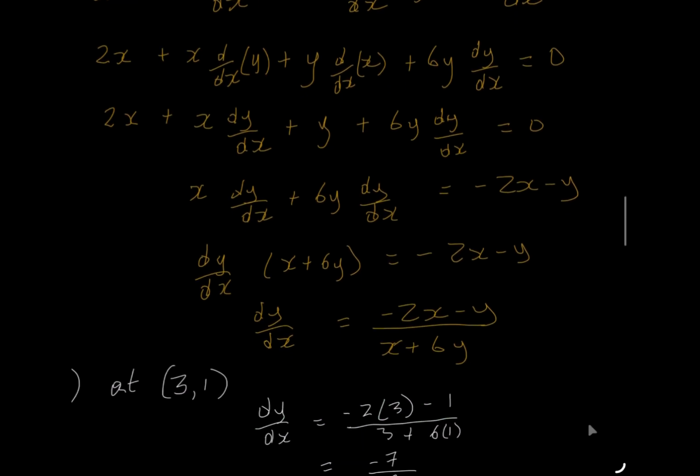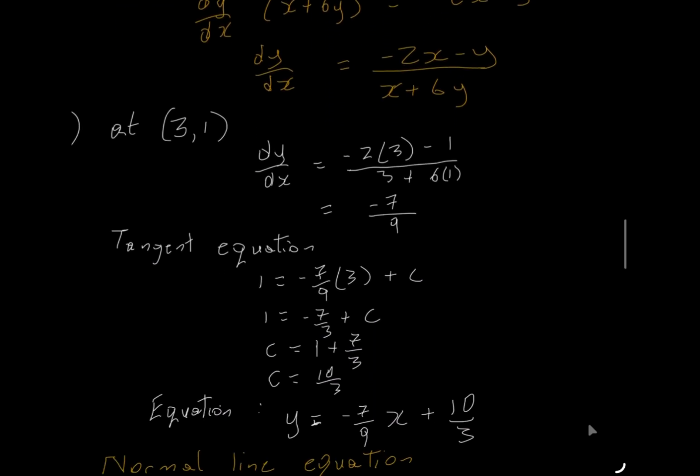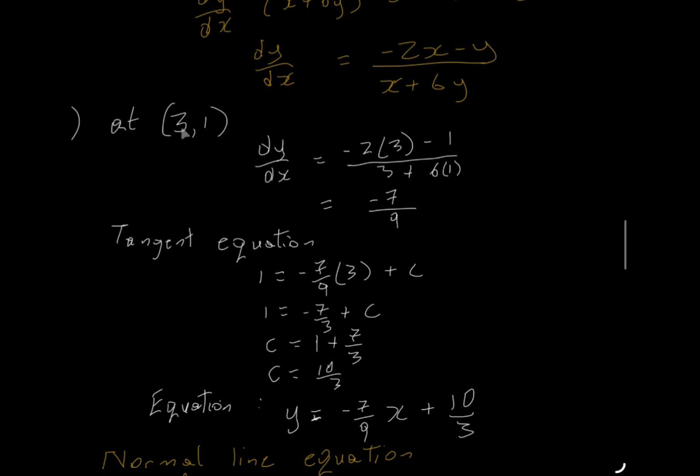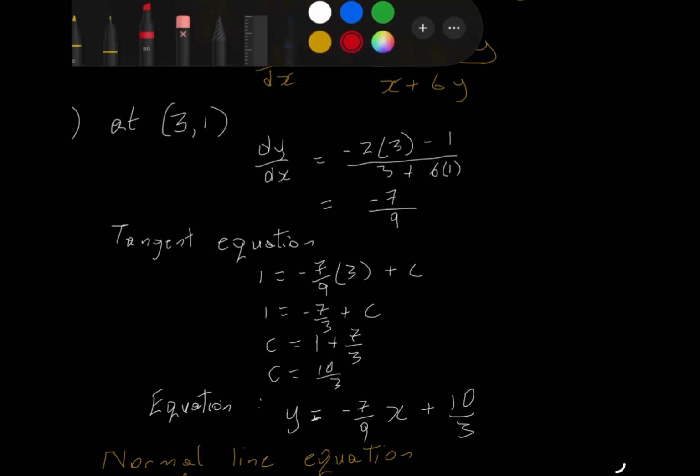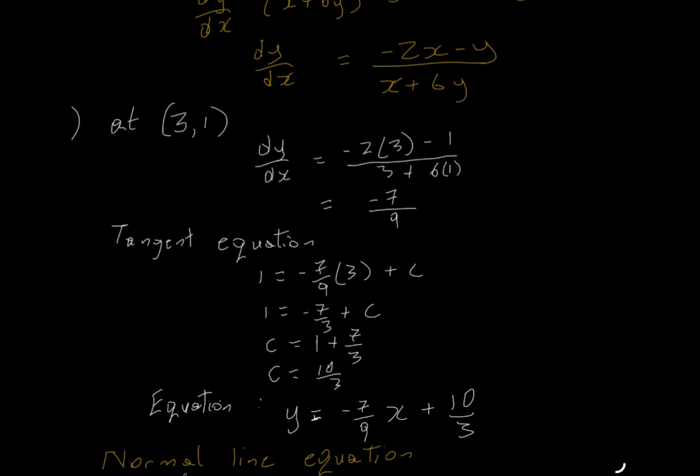Now for part B, we want to find the equation of the tangent line. So at this point (3, 1), you plug (3, 1) into your dy/dx formula. So dy/dx is equal to (-2 times 3 - 1), which is what we substitute for the y, over 3, which we substitute for the x, plus 6 times 1, which we substitute for the y. Simplify that, and you get your derivative, or the gradient of your tangent line. We could call that m is equal to -7/9.